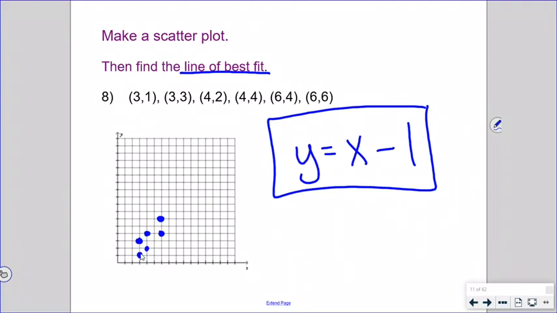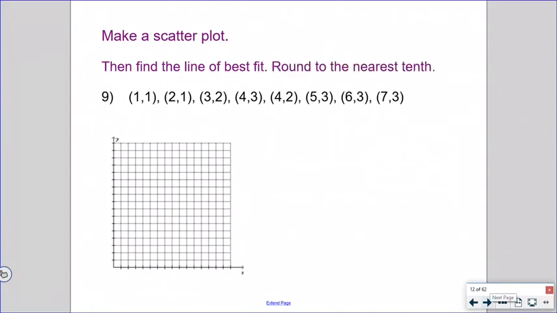I guess we should probably draw that line out. Just draw a nice little line that fits right in the middle of everything. There you go. Gorgeous. I'm going to give you a minute to do this on your own.